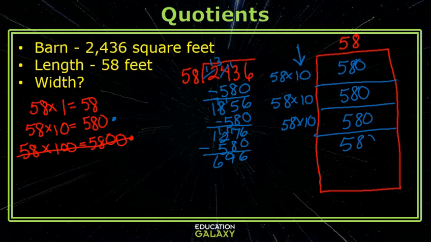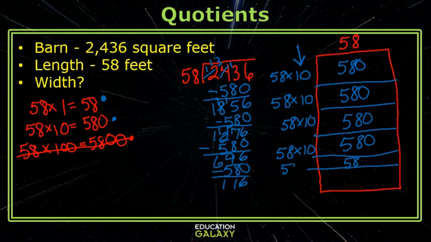Okay, I think I only have one more to go. Now I need to take out areas of 58. And I'll write 58 times 1 off to the side. Yay, I have a zero remainder.